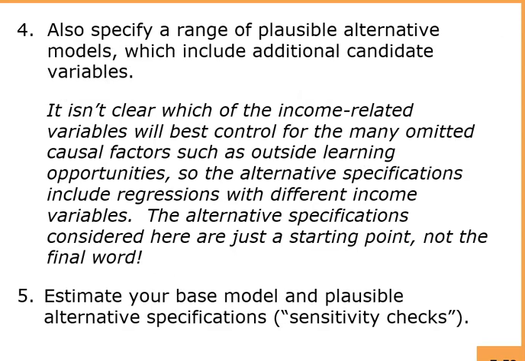Also, when you are done with specifying your base model, specify a range of plausible alternative models which include additional control variables. So just to see which ones are more significant than others, because that will give you a good idea of whether a control variable is showing a causal effect or not, and also how it is actually affecting your dependent variable.